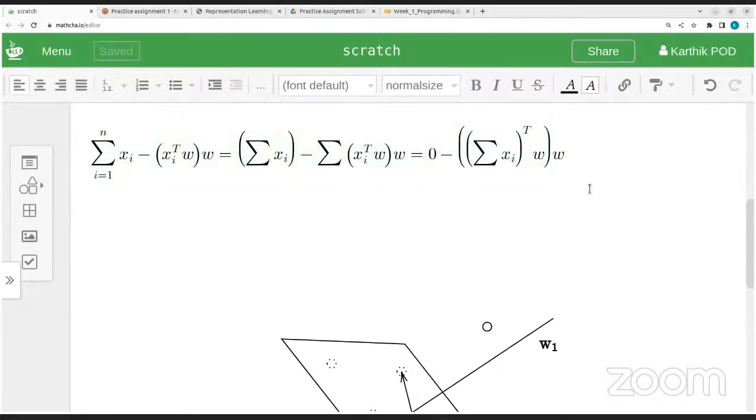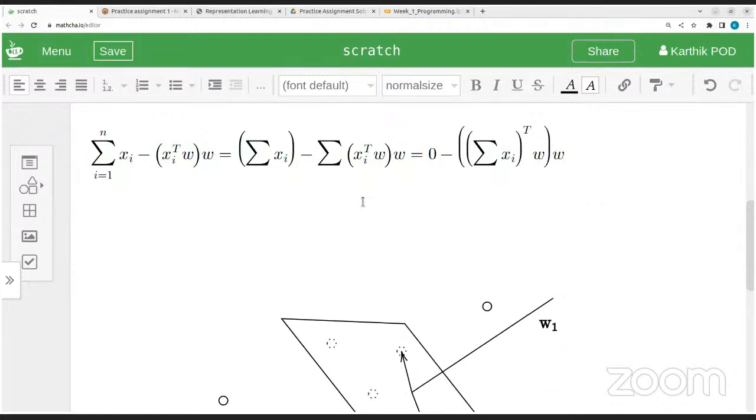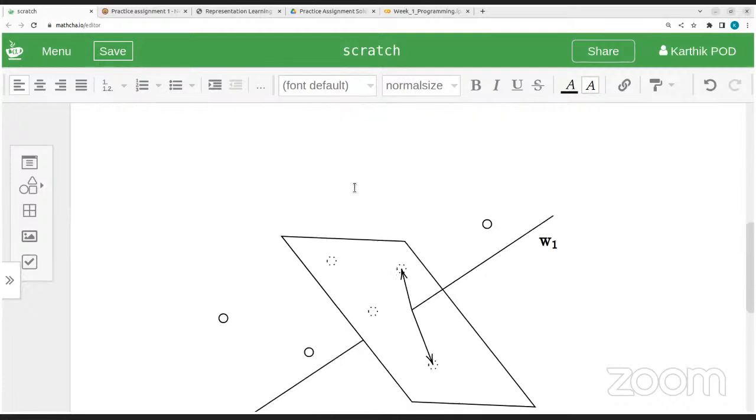Okay. I will try to think and visualize this. Yeah, definitely, I got it. I will try to think visually how it is.